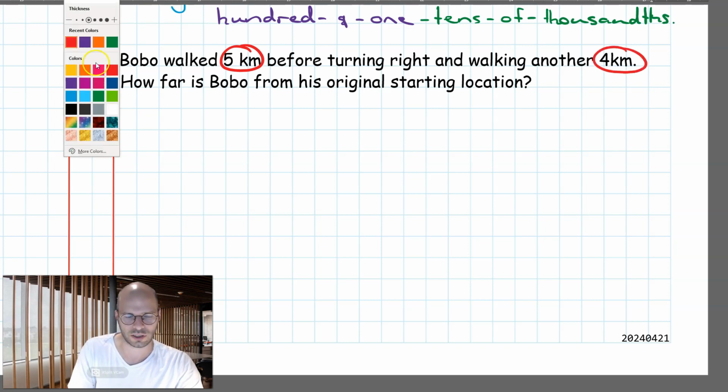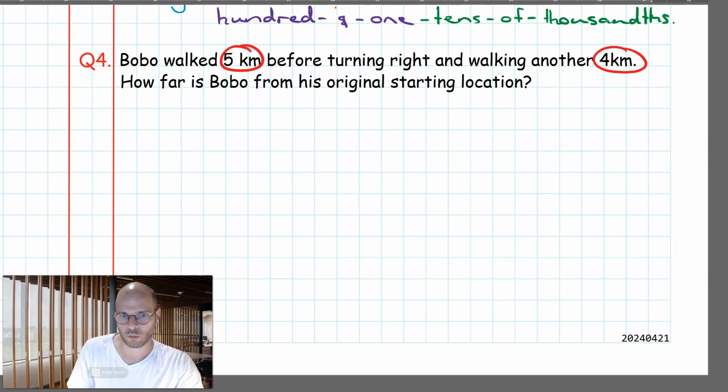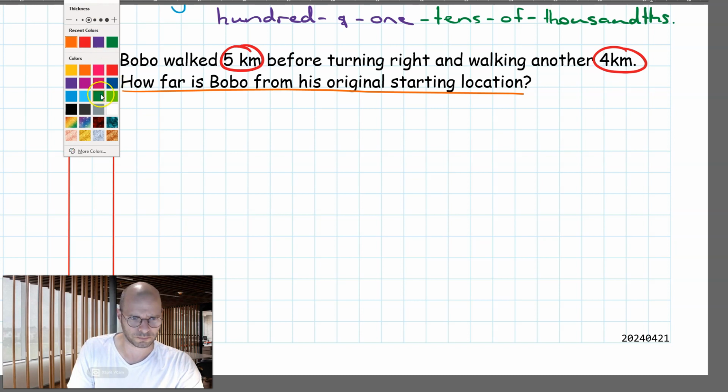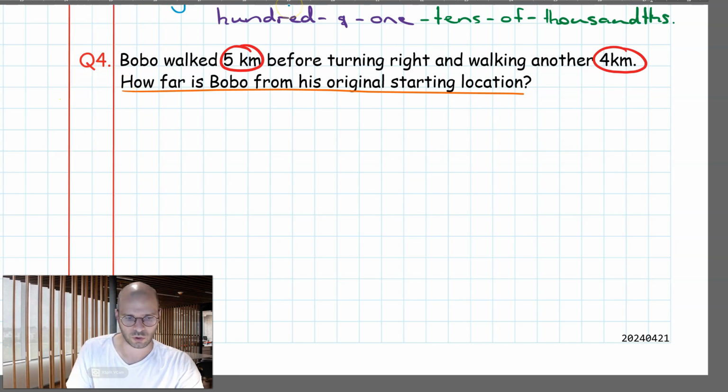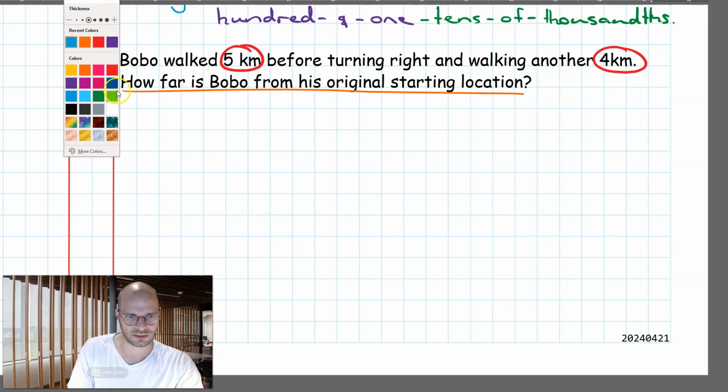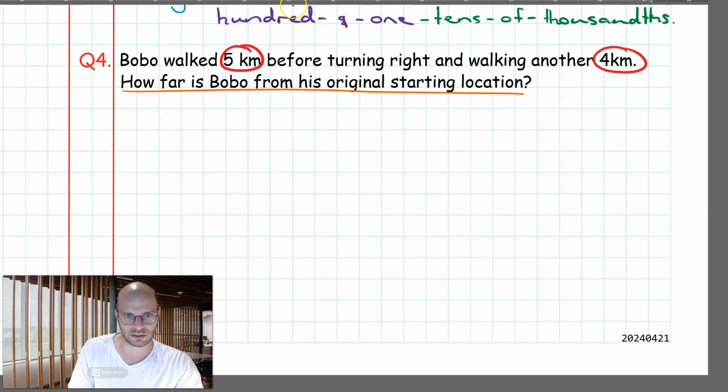Next, I am going to underline the question at hand. Bobo walked 5 kilometers before turning right and walking another 4 kilometers. How far is Bobo from his original starting location? So I underline the how far is Bobo. Next step, we've underlined. Now we need to box up the important features. So I believe this is done. We'll do this in green.